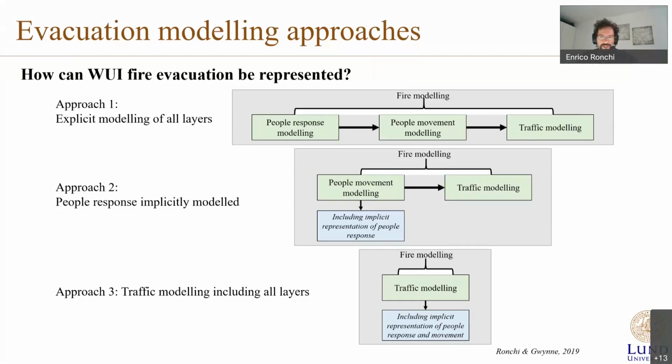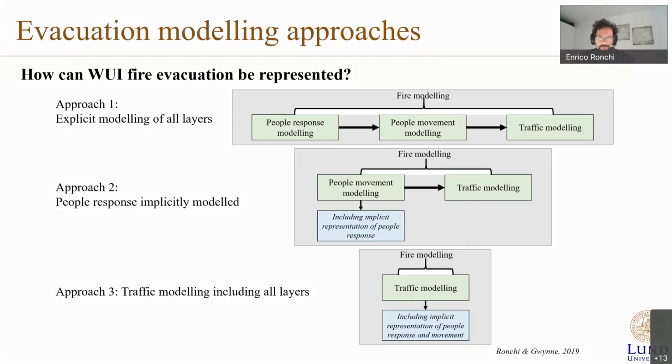Generally you will have, for instance, some sort of a distribution of possible responses that is implemented within the people movement model. The third one, instead, is an approach that starts from the fire modeling and then puts everything inside the traffic modeling layer. So you implicitly reproduce both people response and people movement by just adding a given time delay to the traffic modeling layer. And I would say that this is the approach that we have seen widely used until not so long ago, I would say 5 to 10 years ago.